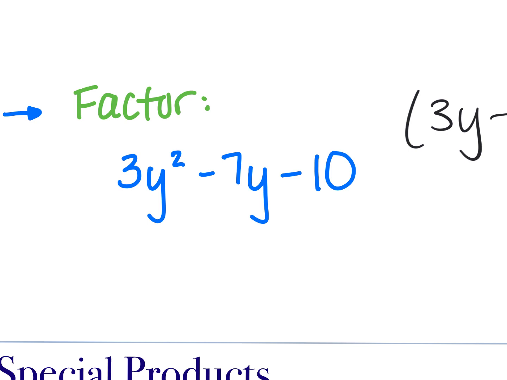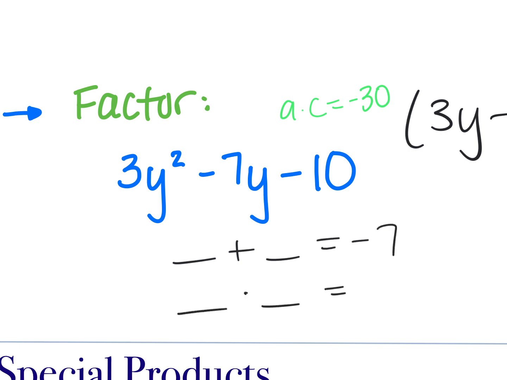In this case, we have to multiply A and C. So what is A times C? It's negative 30. What do I do after that, Segi? And then you set up blank plus blank equals negative 7, and then blank times blank equals negative 30. Very good. The numbers are negative 10 and 3. Bingo. Negative 10 and positive 3.